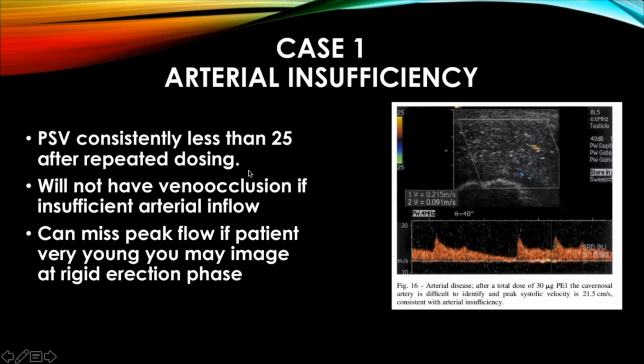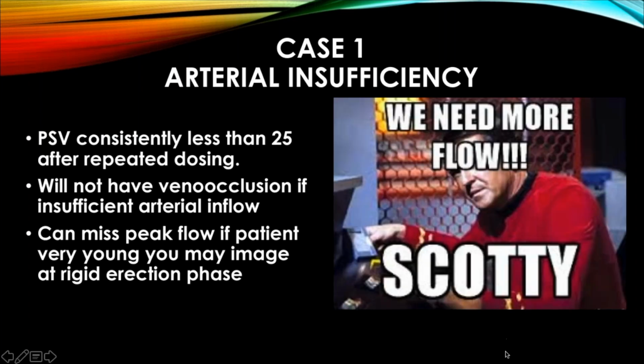The peak systolic velocity is less than 25 after repeated dosing. Many times with arterial insufficiency, you will not have complete veno-occlusion if you do not have significant arterial inflow. Again, I told you, you can miss the peak inflow if the patient's very young. You may have imaged at the rigid erection phase. However, what you would expect is a low velocity arterial signal with reversal of end diastolic flow. That is not what you have here. So you do have arterial insufficiency in this slide. So in this case, we need more flow, Scotty.